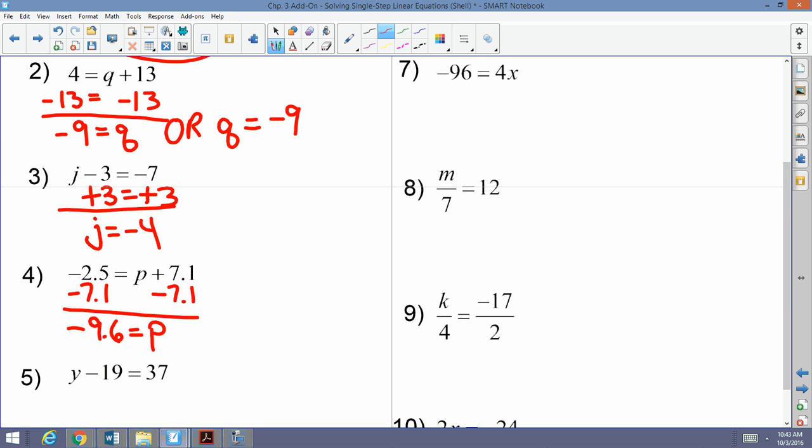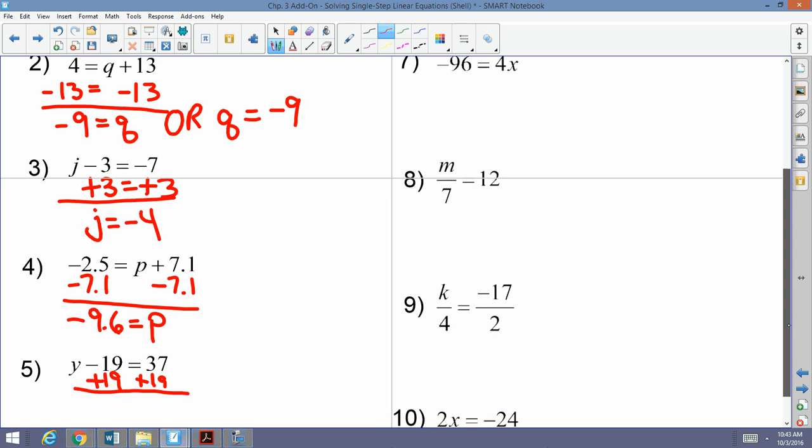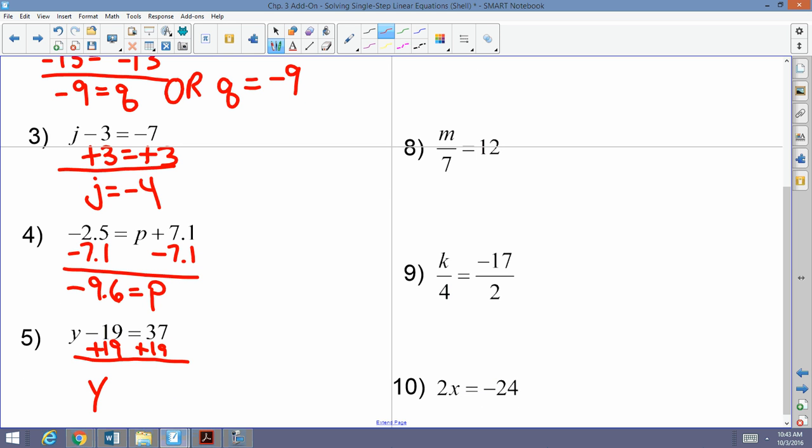How about for number 5? How would I get rid of that negative 19? Yeah, you're darn right. Awesome. You're going to add 19 to both sides, y'all. And that will give you y equals 56. Yes, sir.